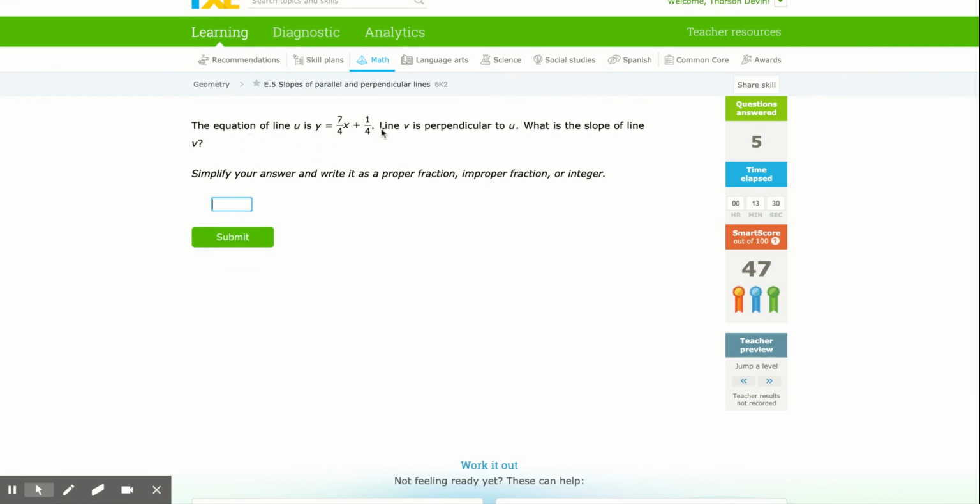Now here they give us an equation of a line, and then they want line V to be perpendicular to it. The first thing is we have to identify the slope of this line. Well, it's that number that sits right there in front of x. It's 7 over 4, the slope of the line that's given. We want to be perpendicular, so I'm going to flip it upside down. I'm going to put the 4 on top and the 7 on bottom. Since this 7/4 was positive, perpendicular will be a negative 4 over 7. And that's what I type in, negative 4 over 7.